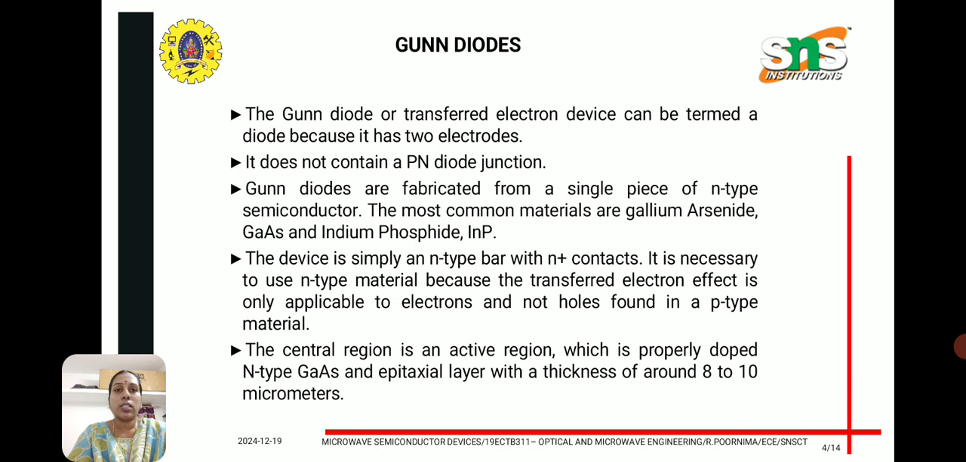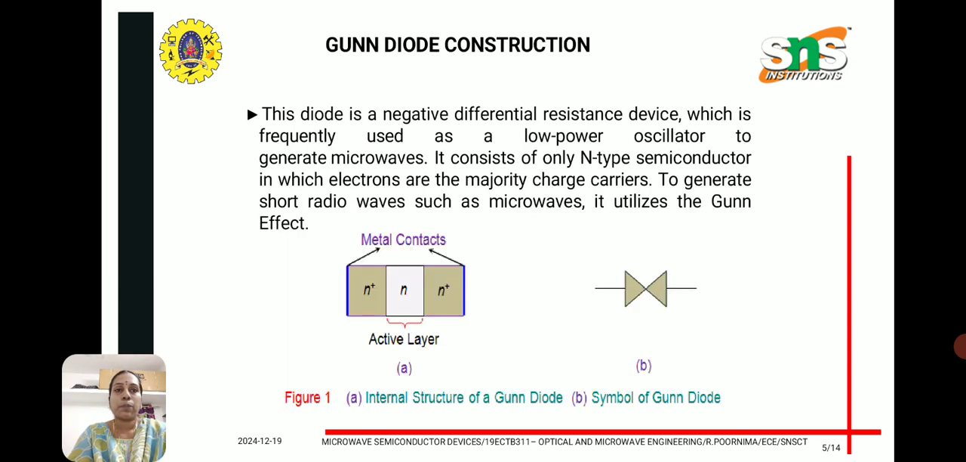It is a transferred electron device because it has two electrodes. It does not contain a PN junction. It is fabricated from an N-type semiconductor, and the materials used are gallium arsenide, gallium indium phosphide, and so on; these are some of the special elements. The device is simply an N-type bar with N plus contacts. It is necessary to use an N-type material because the transferred electron effect is only applicable to electrons. The central region is the active region, doped N-type gallium arsenide. So this is the construction. The Gunn diode is a negative differential resistance device which is used as a low power oscillator to generate the microwaves.